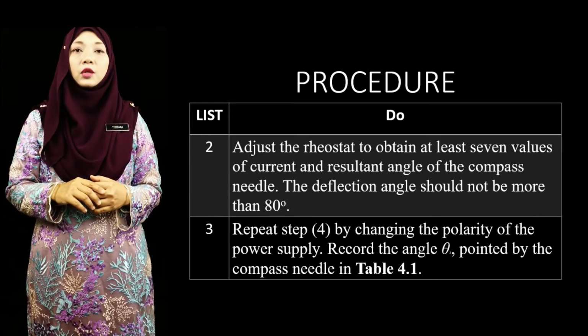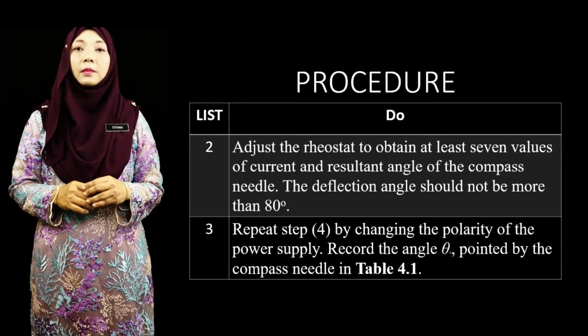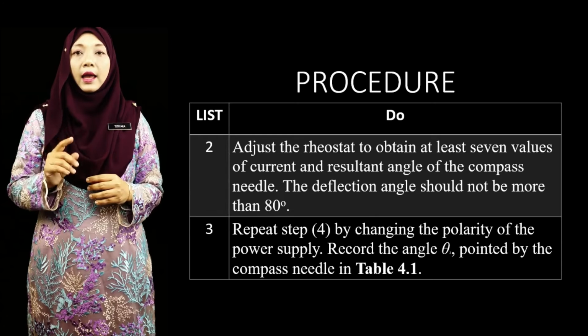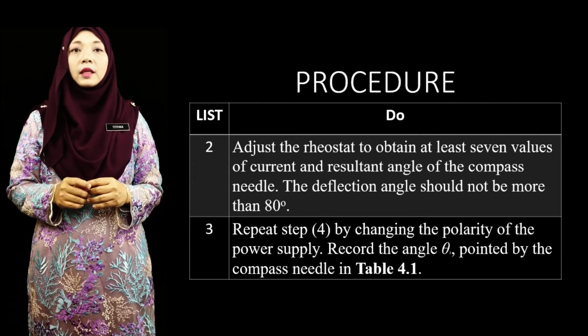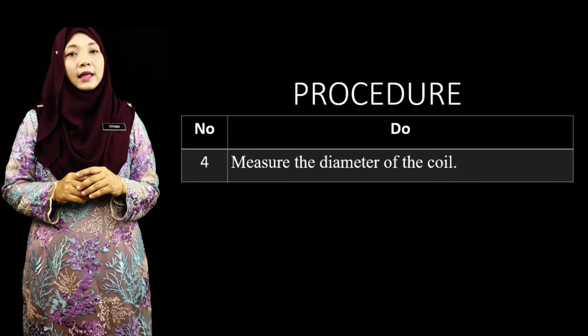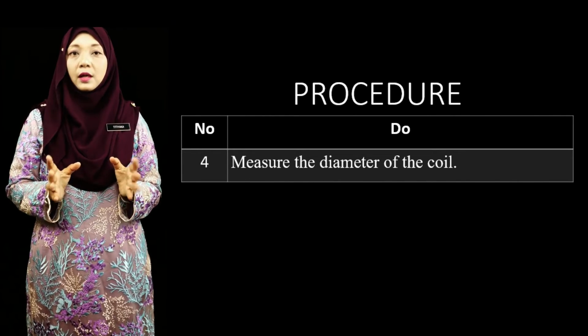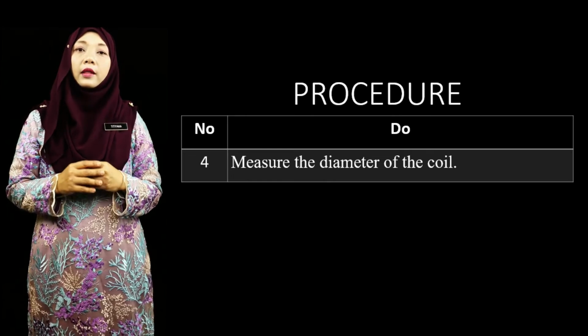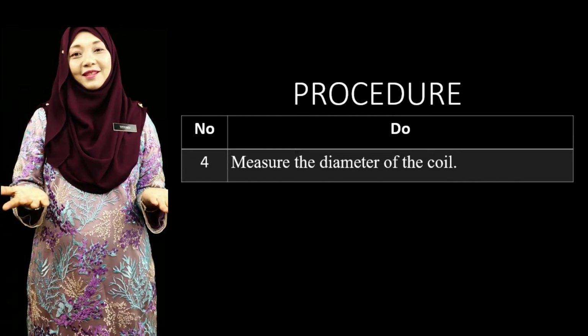Next, you got to change the polarity of the power supply and record I and angle θ2 pointed by the compass needle in the same table. Lastly, you need to measure the diameter of the coil to complete all the measurements.